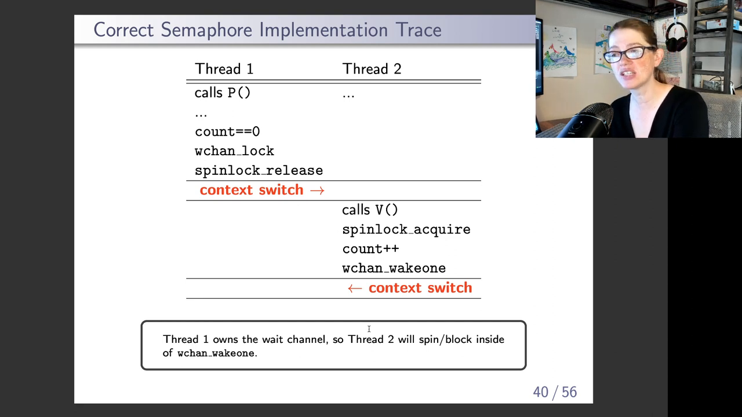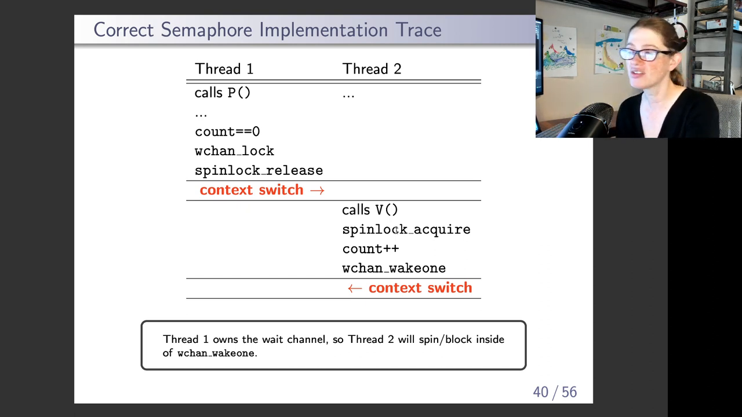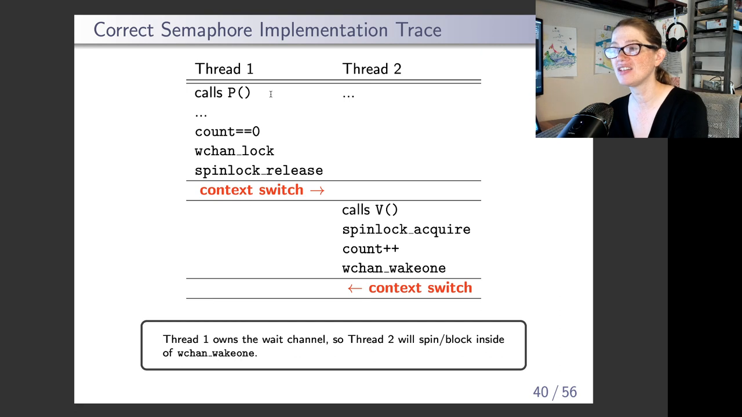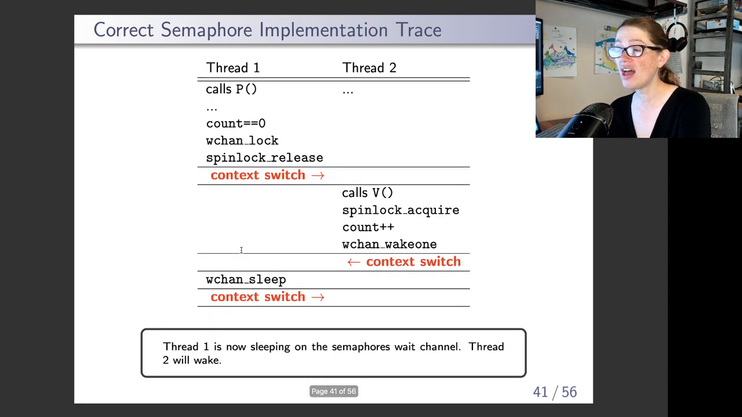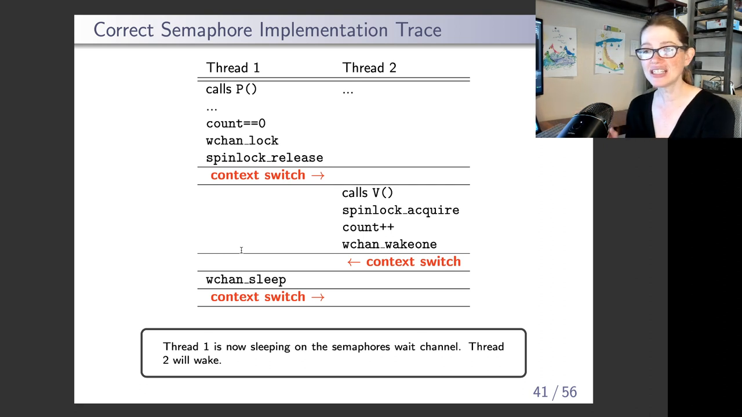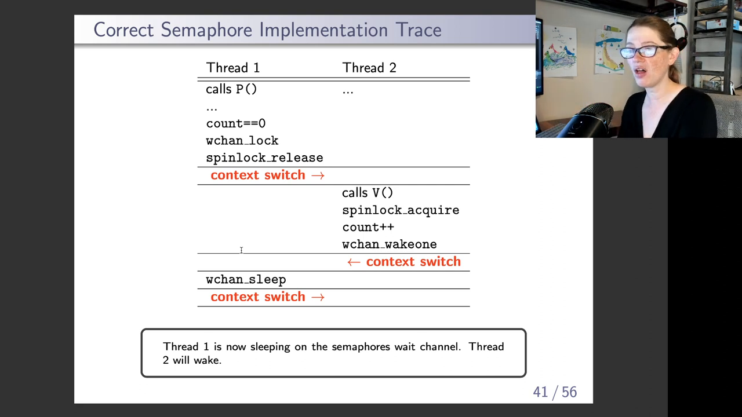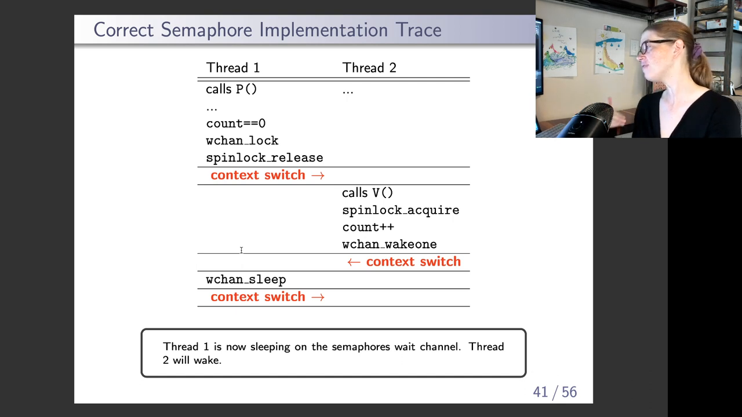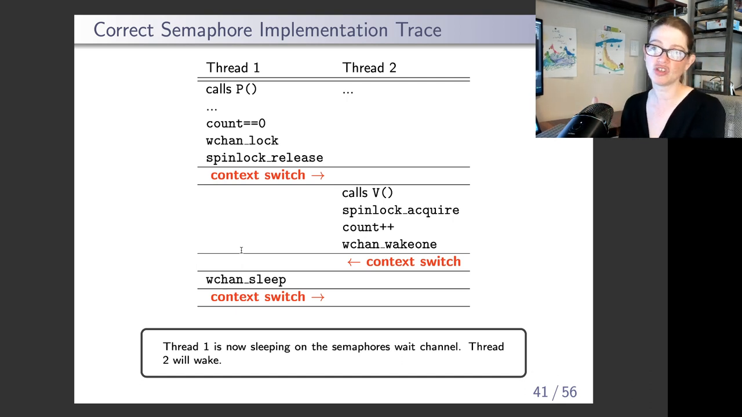And the reason why this context switch is happening is because thread 1 owns the lock on the wait channel. So thread 2 can't actually wake anybody up because the lock is owned by somebody else. So we end up context switching back to thread 1 eventually. Thread 1 then calls WCHAN sleep and puts itself to sleep on the wait channel. At the very bottom of WCHAN sleep, we release the WCHAN lock. So there's a context switch then back to thread 2.